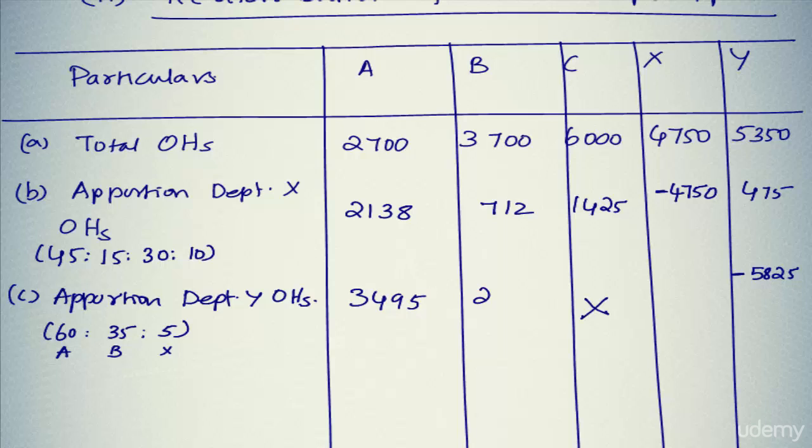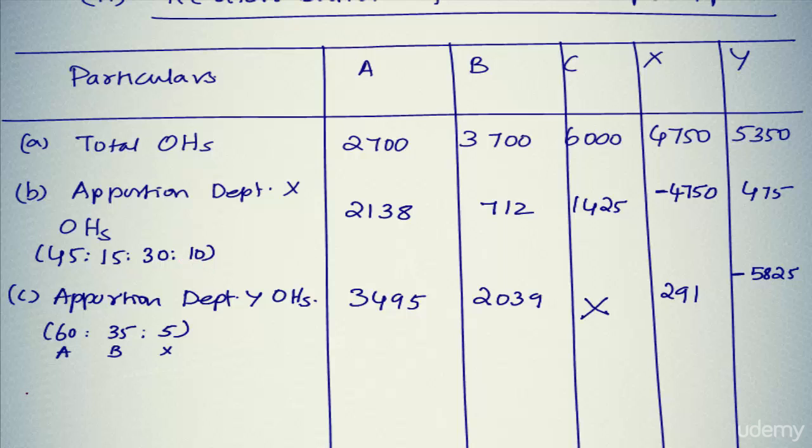3,495, 2,039 and 291. So now what happened is this 5,825 was apportioned between three departments, but you have now created a new share for department X, which we closed already. So department X has got a new share of expense, which again has to be apportioned between other departments in the exact sharing ratio, that is 45:15:30:10. So we'll do that.